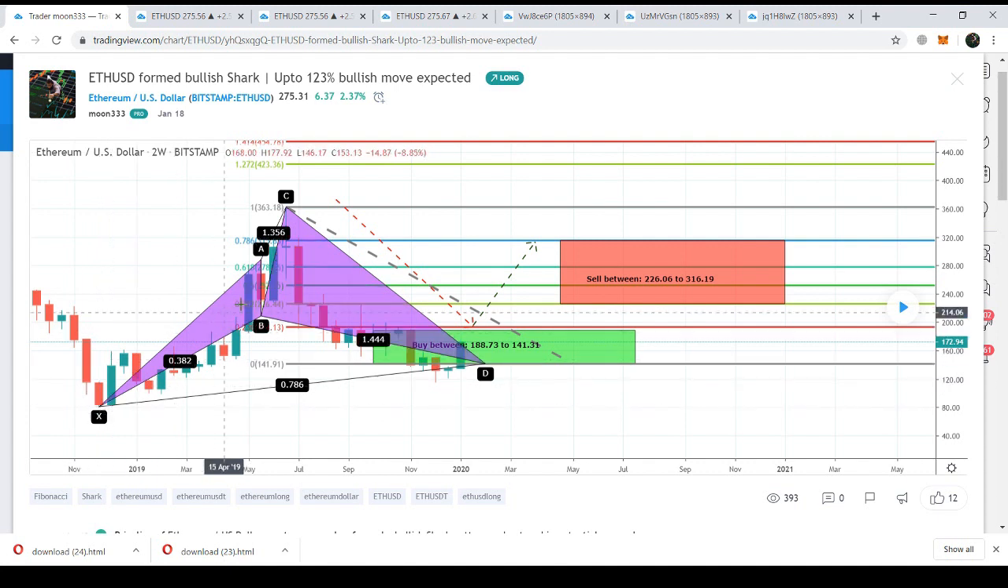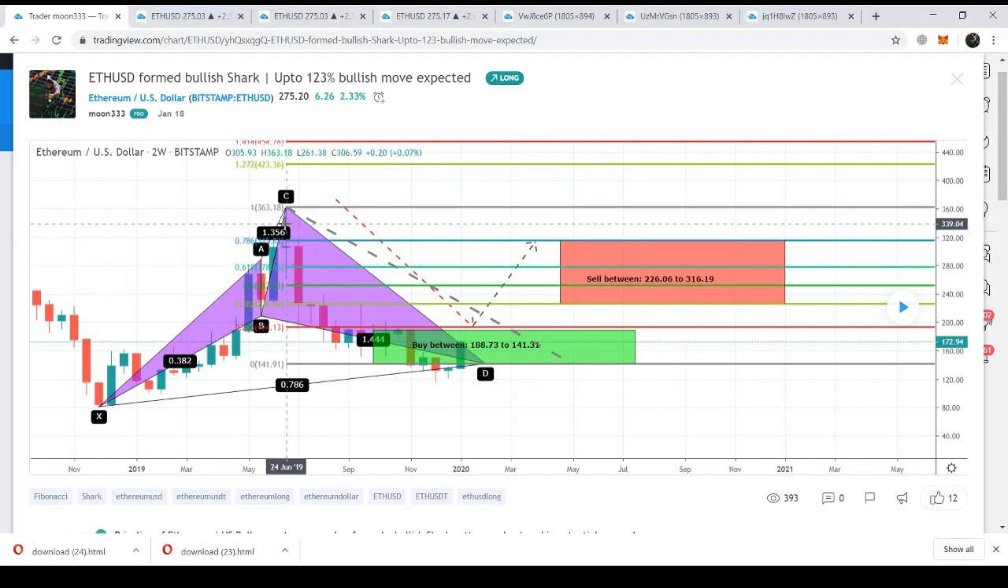If we see after the initial X to A leg, the A to B leg was retraced between 0.382 up to 0.618 Fibonacci, which is as required for the shark pattern, and the B to C leg was retraced or projected between 1.13 up to 1.618 Fibonacci. This is the A to B Fibonacci projection, and here we can see that the price action is retraced or projected up to 1.356 Fibonacci. That is as required for the shark Fibonacci projection of A to B leg between 1.13 up to 1.618 Fibonacci.